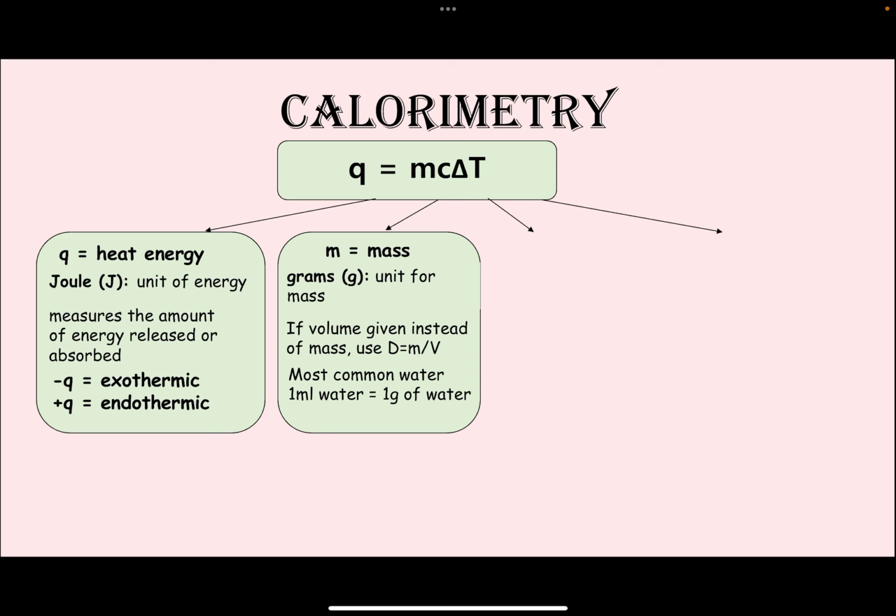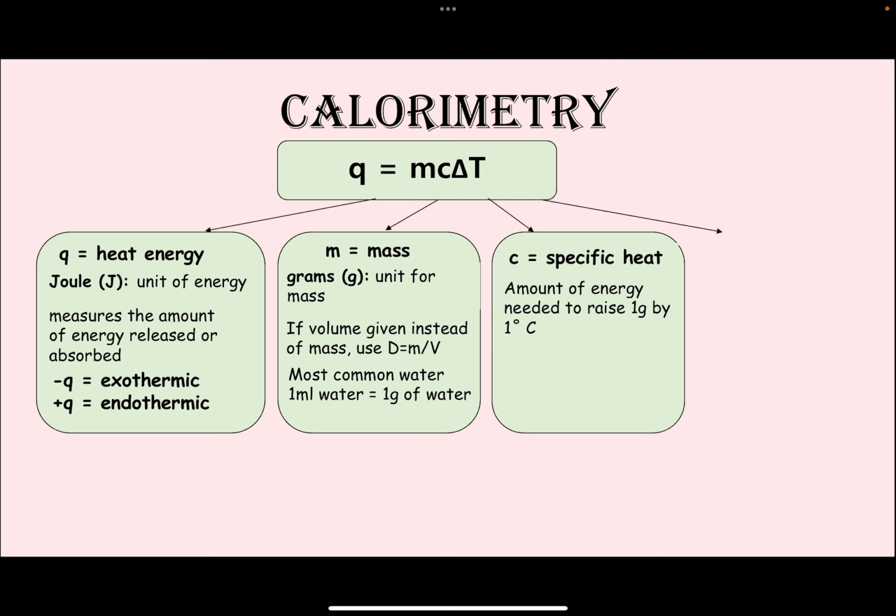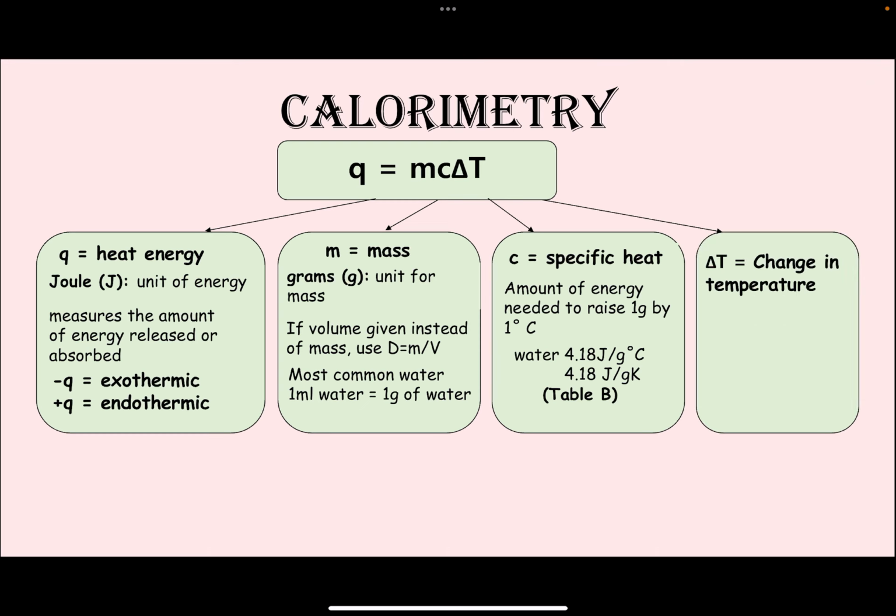C is the specific heat capacity, which is basically the amount of energy that we need to raise the temperature of 1 gram of any substance by 1 degree Celsius. For water, it's given in Table B, 4.18 joules per gram. I believe your table gives it to you in Kelvin, but it can also be in degrees Celsius. The number stays the same.